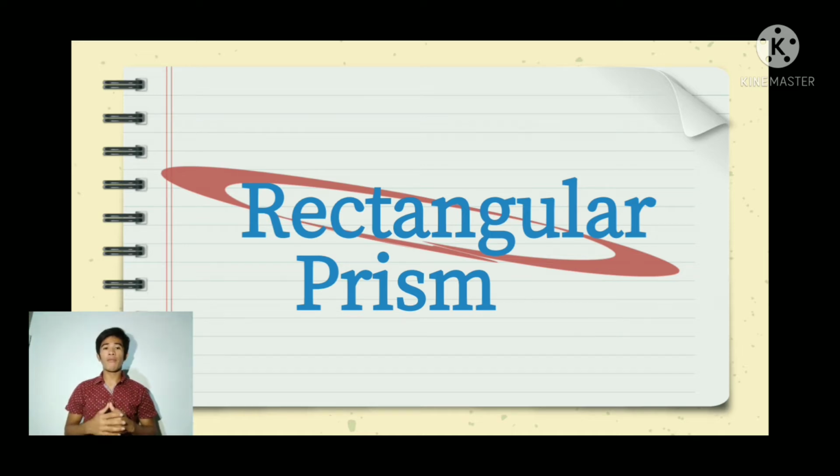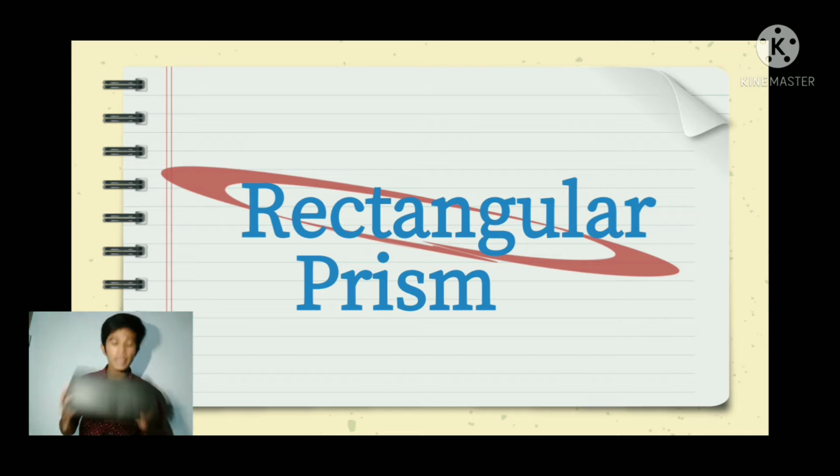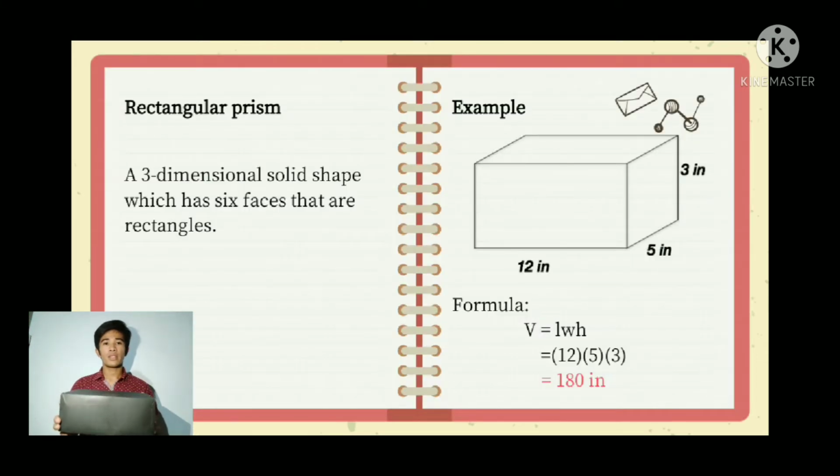So I have here the four figures. First one is the rectangular prism. So here it is, the rectangular prism. When we say rectangular prism, it is a three-dimensional solid shape which has 6 faces that are rectangles.